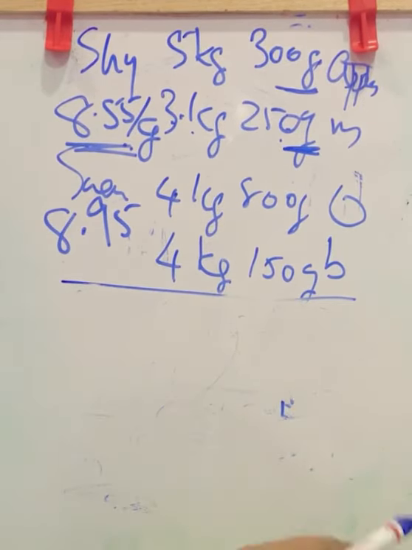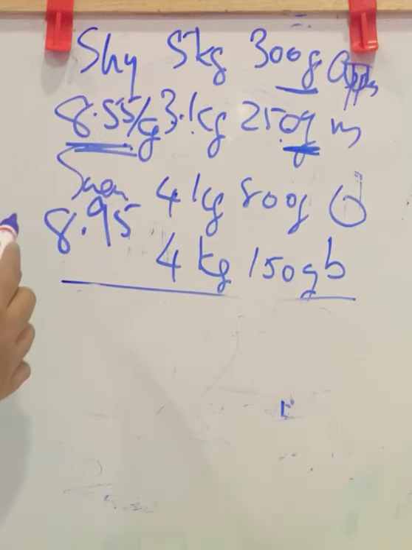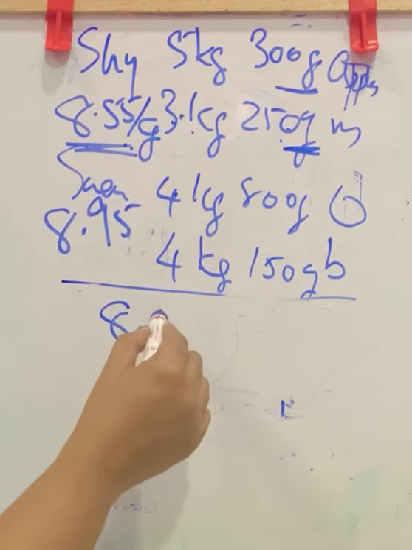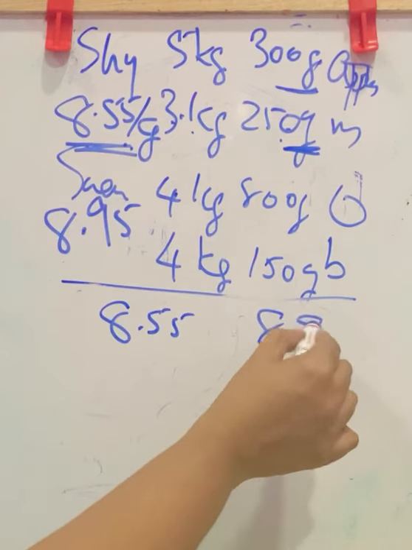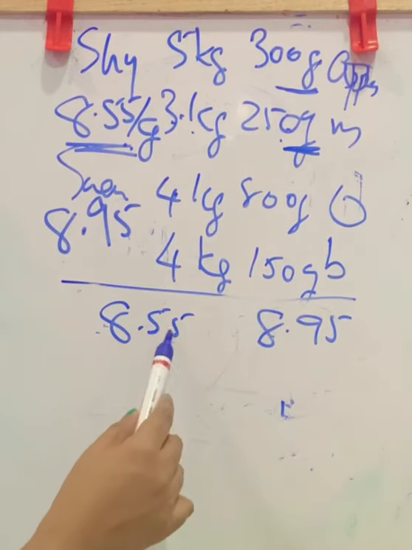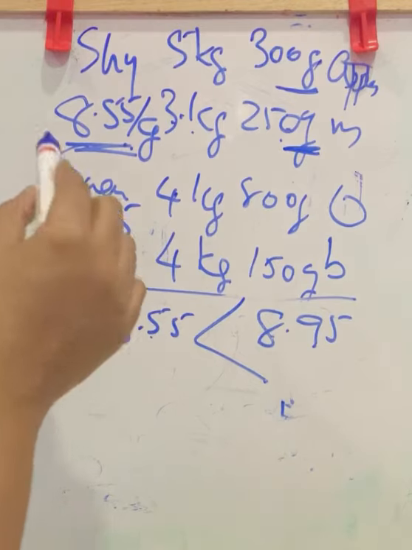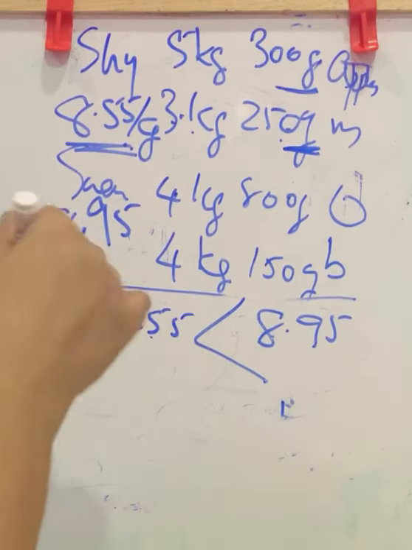Now check who bought more fruits. One bought 8.55 and the other 8.95. Which one is greater? Whole number part is the same. So consider the first value here, that is the tenths place. One is 5 and one is 9. Which one is greater? This one. That is, Sarala bought more fruits.